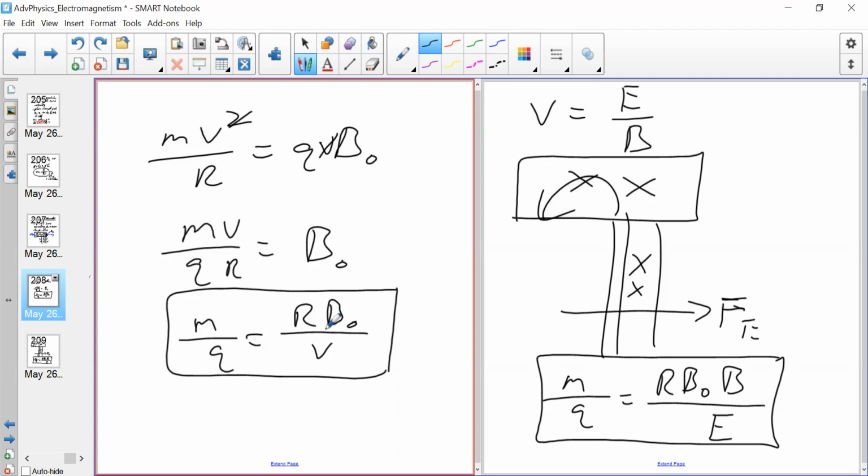So, J.J. Thomson determined the mass charge ratio of electrons, and he used a similar technique to this mass spectrometer back in the late 1800s. So yeah, a lot of good applications here.